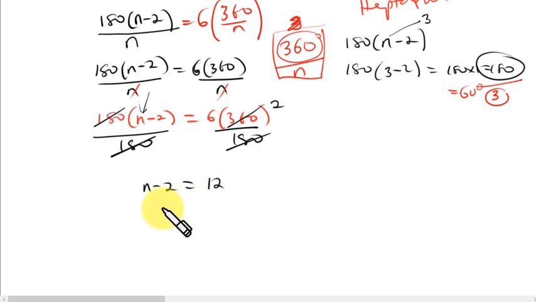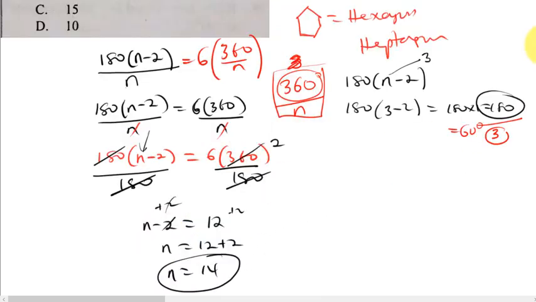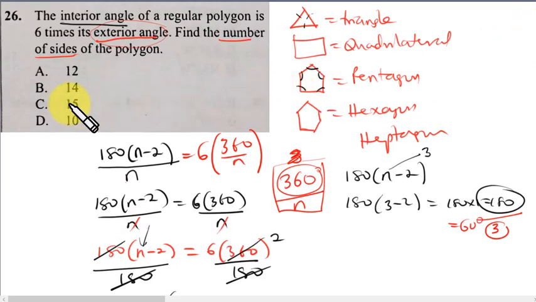So to make n the subject, I add 2 to both sides here, because I want to cancel this. Or you can just say, let the negative 2 come to the right, the sign will change, you have positive. So the number of sides is 12 plus 2, which is 14. So that means the polygon has 14 sides, and the correct answer is B.